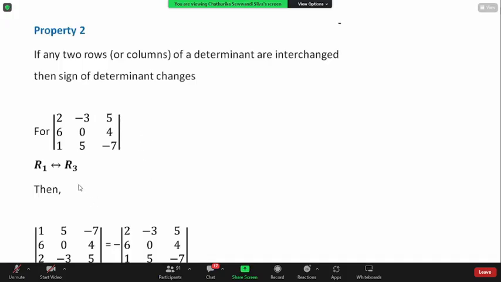Right? So here they have interchanged two rows, row 1 and row 3. So when you calculate the determinant and check the answer, definitely the minus comes out.